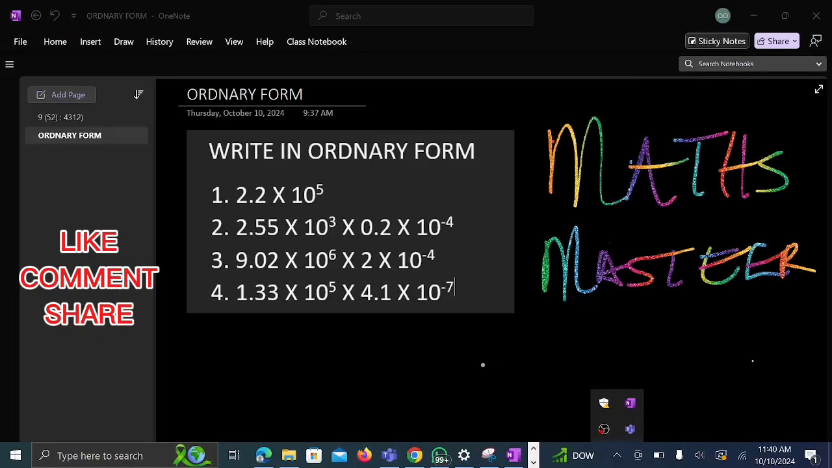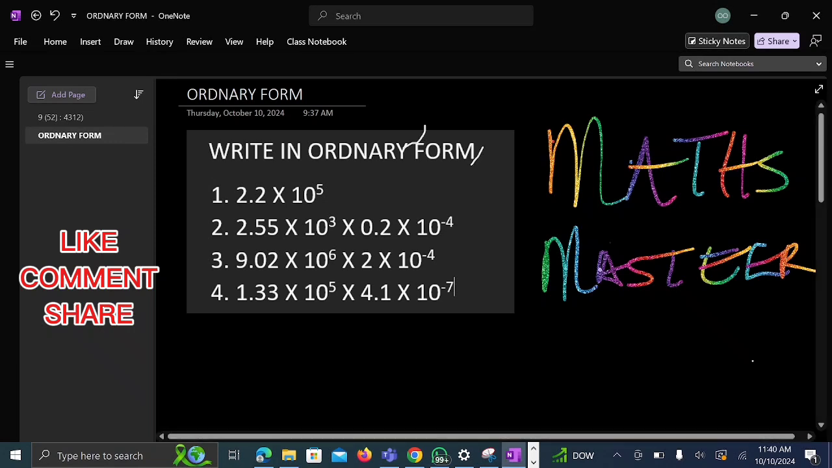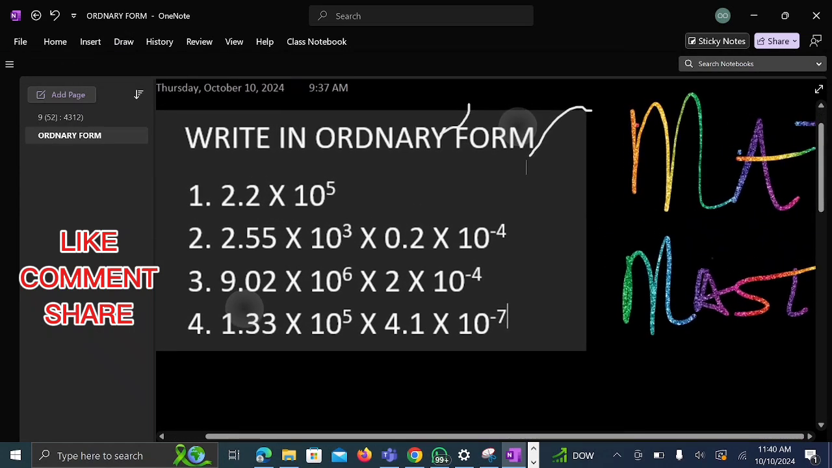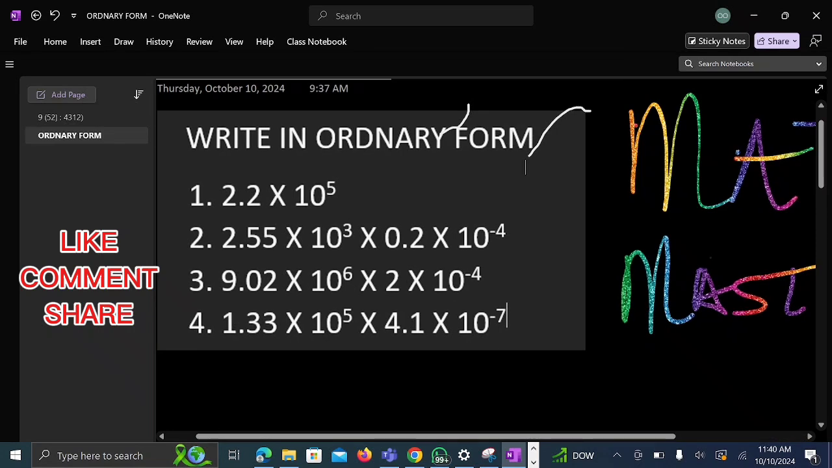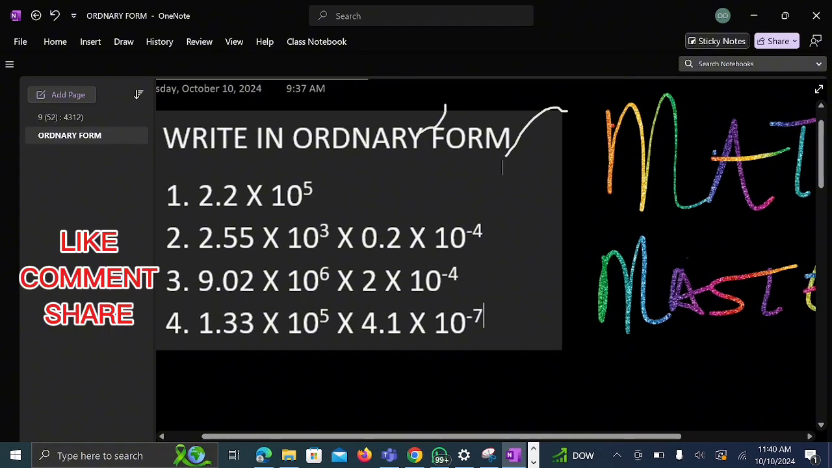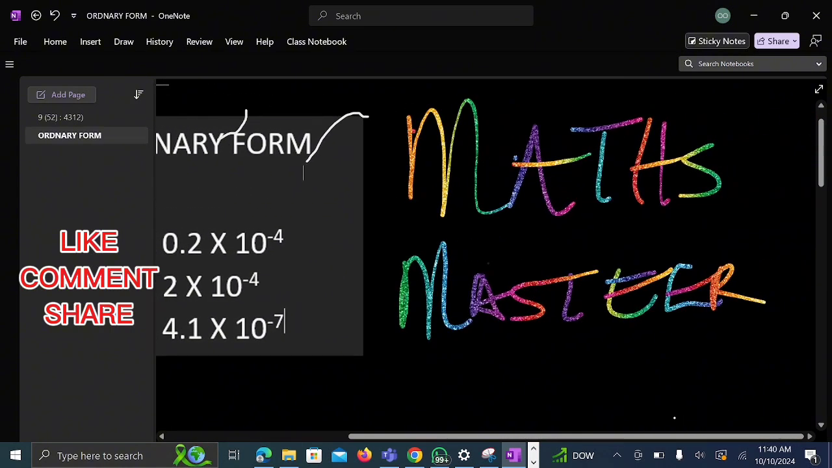Today we are going to be looking at ordinary form. The questions are already in standard form, as you can see. Since they are already in standard form, we are meant to rewrite them in ordinary form.